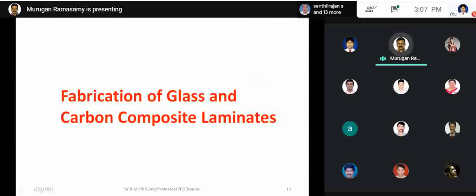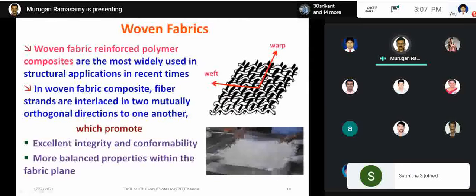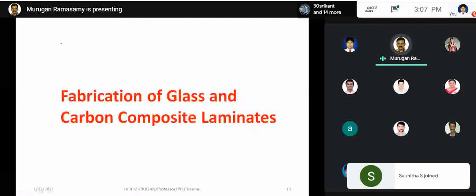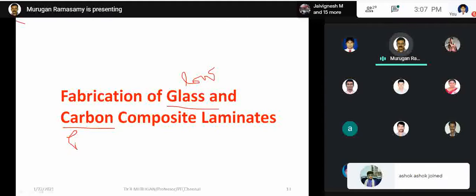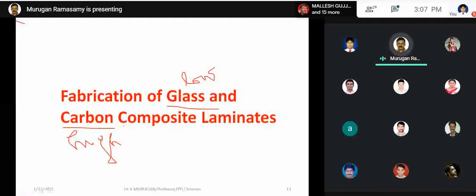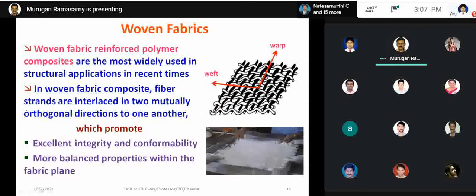first we fabricated the composite laminates. Actually, here I will explain the fabrication method briefly. We have chosen 2 fibers, glass and carbon fiber. Glass is a low modulus fiber, to make the difference, and carbon fibers have a very high modulus compared to glass. So we have chosen both glass as well as carbon. Here, for ease of fabrication, we used the woven fabric form. We have not used any unidirectional lamina form.